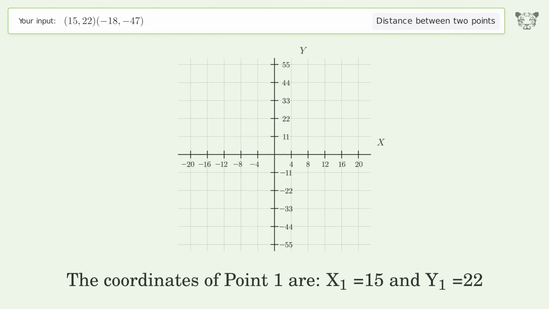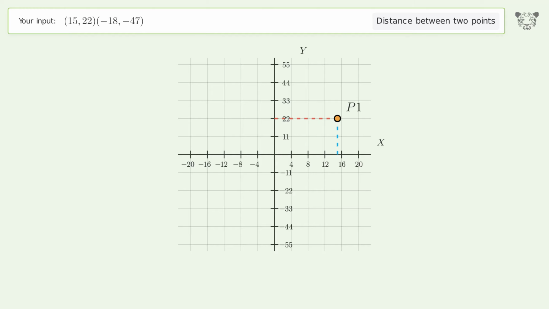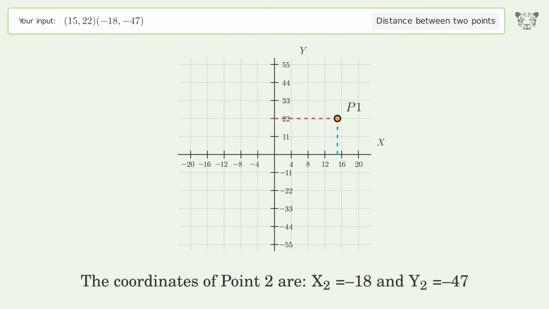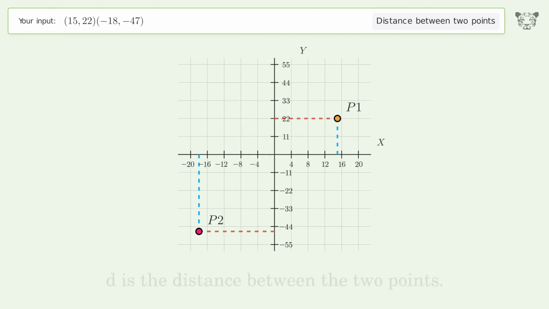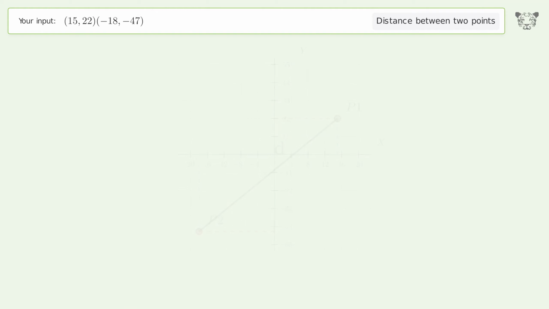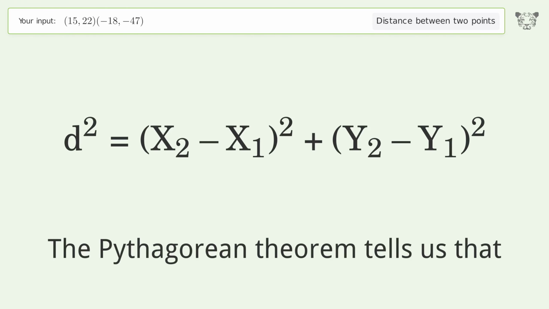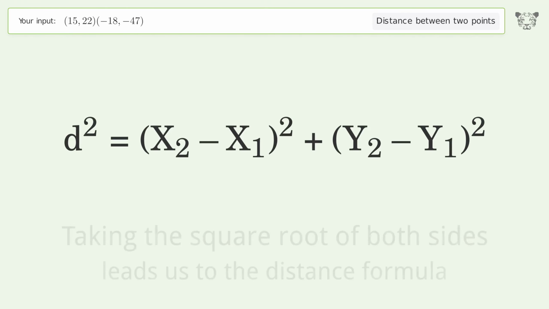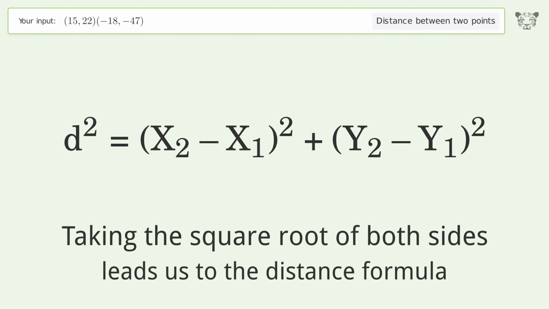The coordinates of point 1 are x1 equals 15 and y1 equals 22. The coordinates of point 2 are x2 equals negative 18 and y2 equals negative 47. D is the distance between the 2 points. The Pythagorean theorem tells us that taking the square root of both sides leads us to the distance formula.